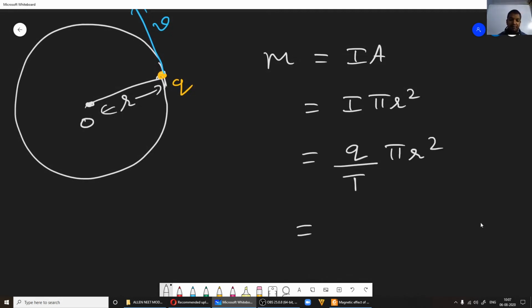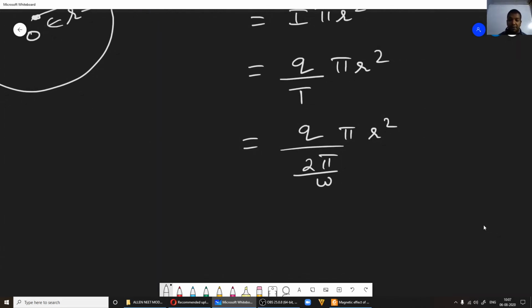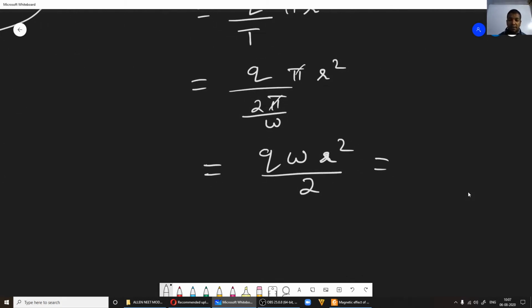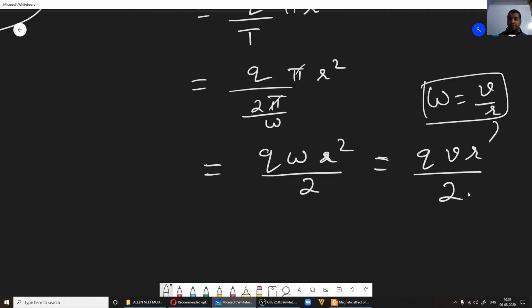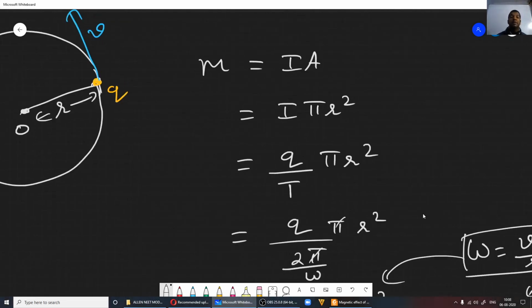Now there are many forms in which you can express this magnetic moment. So for t, I can write 2 pi divided by omega. Then pi will come here, then r square. Or instead of this t, you can also write it as 1 by f. So pi and pi will get cancelled. Now you have q omega r square divided by 2. Now, as you know, we can also write it as q v r divided by 2, because omega is equal to v by r. So if you put this in this equation, you will end up getting qvr by 2. So we have found an expression for m.